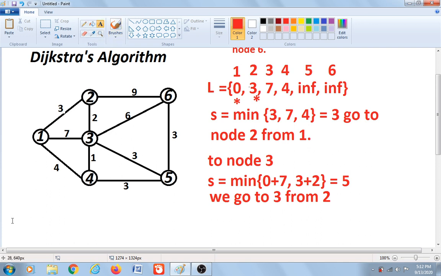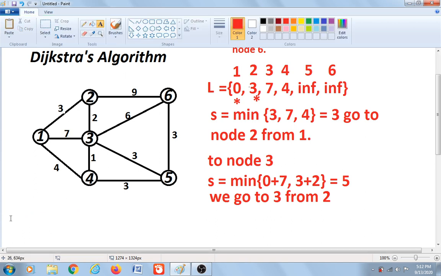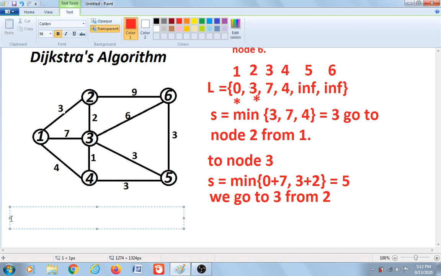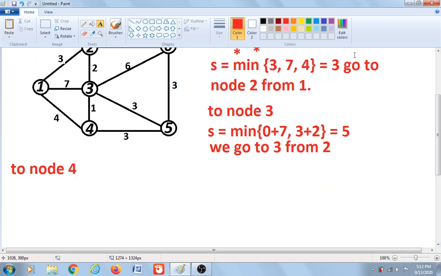And then we can also go to node number 4. Okay. And what is the shortest distance? The distance, what was the distance? Oh, sorry. To node 4. Okay. Go to node number 4.